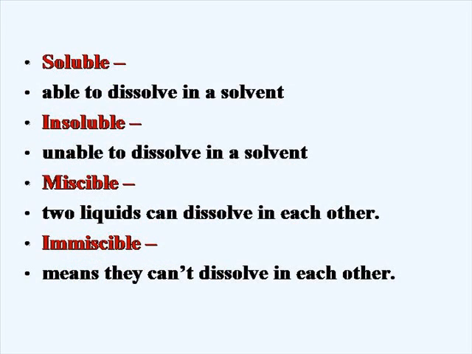Soluble is the term we use to mean able to dissolve in a solvent. Insoluble means unable to dissolve in a solvent. We use these terms usually when we're talking about a solid solute and a liquid solvent, like salt and water. Miscible is a term we use when we talk about two liquids that can dissolve in each other, like alcohol and water. Immiscible means two liquids that cannot dissolve in each other, like oil and water.